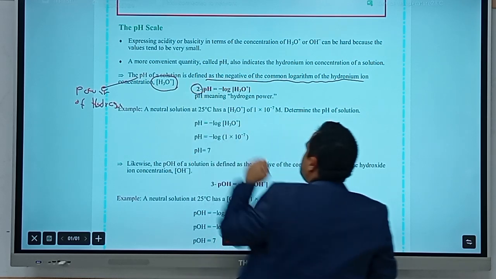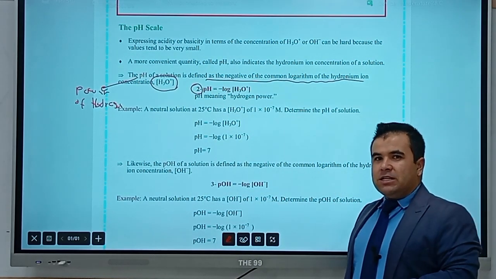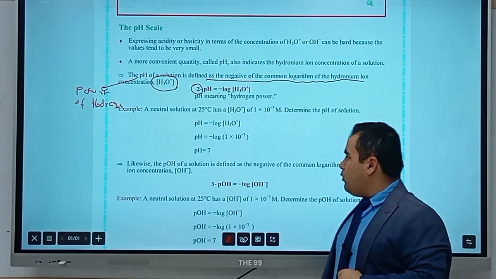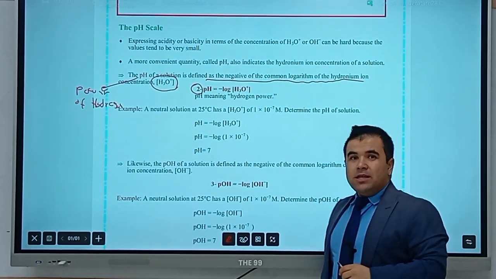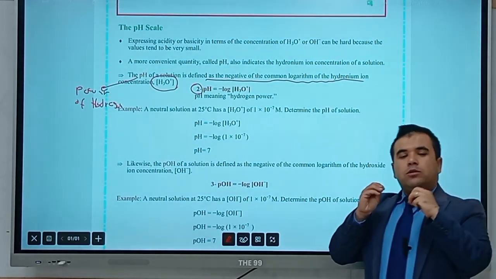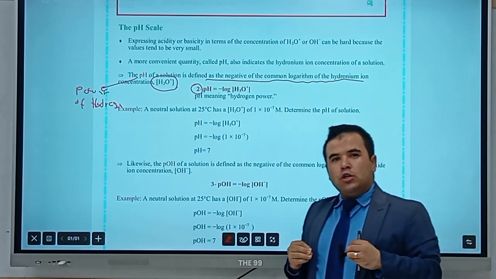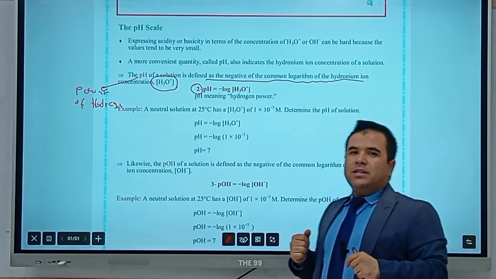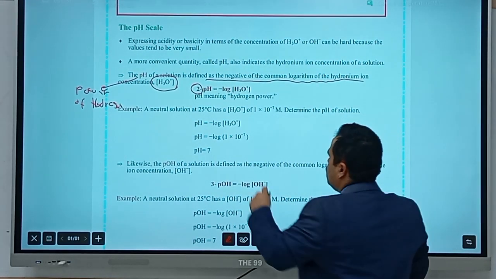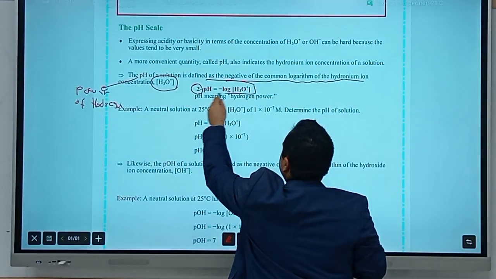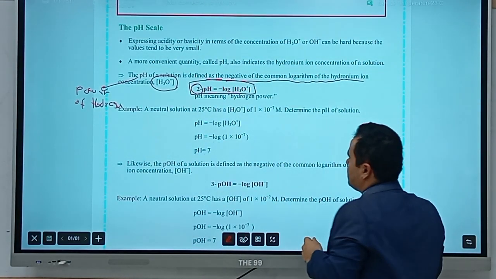The second equation, I told you we have got 6 equations. We talked about Kw, which was the first. The second equation is how to calculate the pH through the hydronium concentration. The pH is equal to minus log of hydronium concentration. This must be memorized, guys.